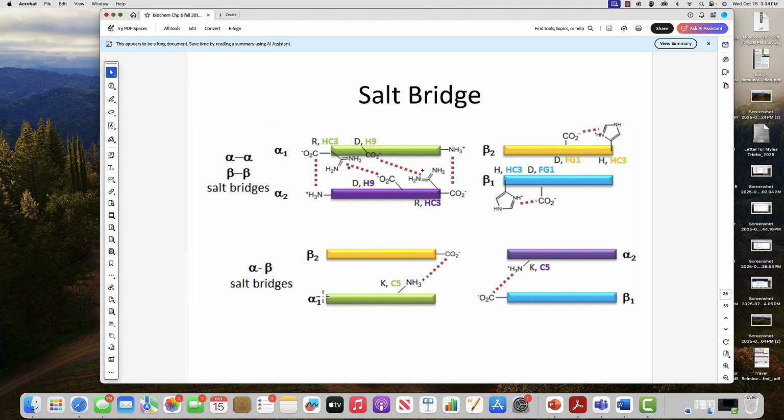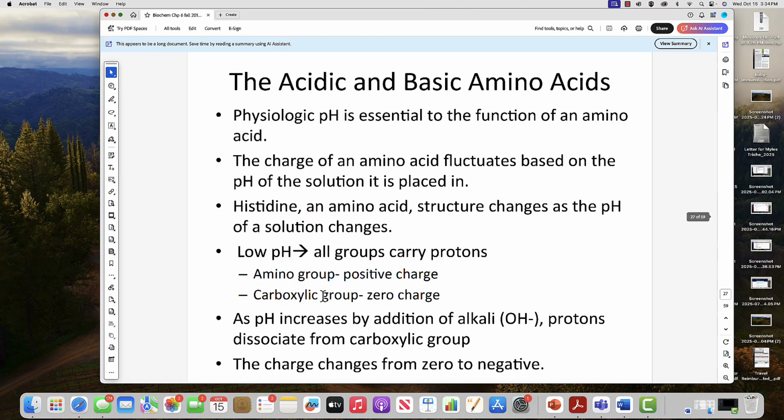So this is a visual picture of a salt bridge that can form in amino acids. You'll see a change in pH depending on whether there is a change in the environment of a molecule or protein. Histidine, for example, changes its structure as the pH of a solution changes. So depending on where this protein is housed, or what solution it's involved in, it will alter its structure. You could have instances where a charge will go from 0 to negative.